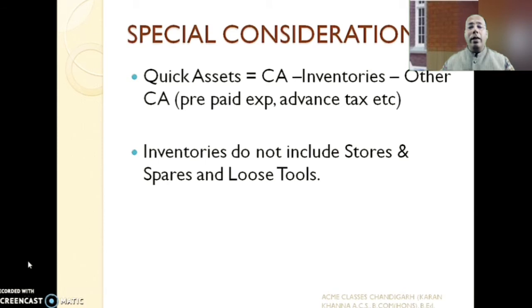Inventories. The next question which may arise is, what are inventories? Inventories include stock of raw material, stock of finished goods, and stock of work in progress, but do not include stores and spares and loose tools. Children normally forget to say this and lose marks therein. And since we're dealing with current assets and current liabilities, you have to know what working capital is. Working capital is current assets minus current liabilities. It is the capital which you employ in the business to run its day-to-day operating activities.